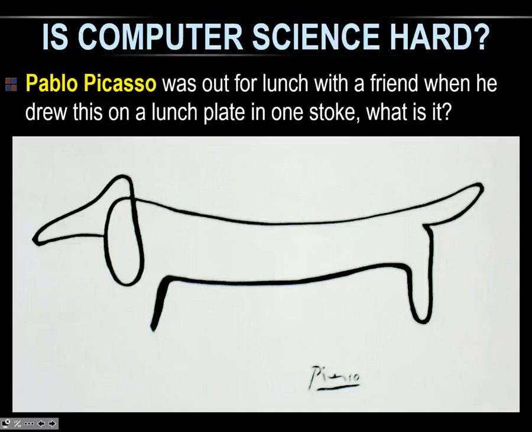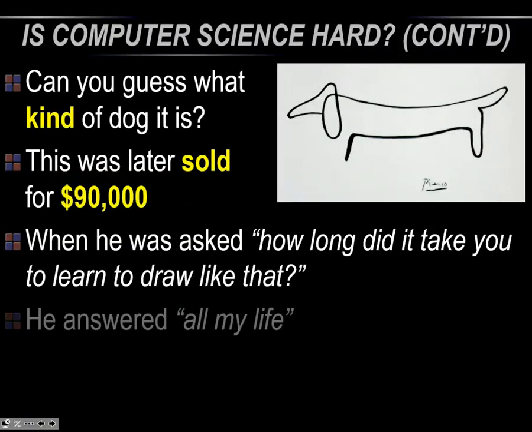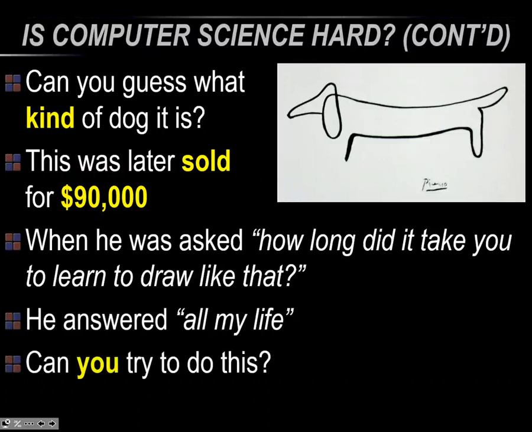So I'm going to guess a lot of you figured it out right away, that it's a dog. But could you even be more specific? What kind of dog? This picture of a dog was later sold for $90,000. And when Picasso was asked, how long did it take you to learn to draw like that? His answer was, all my life.